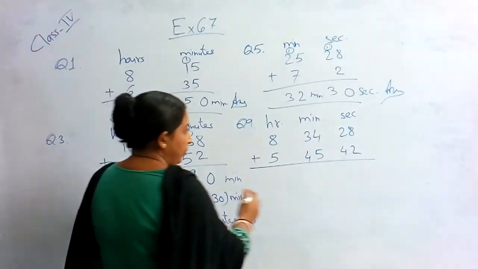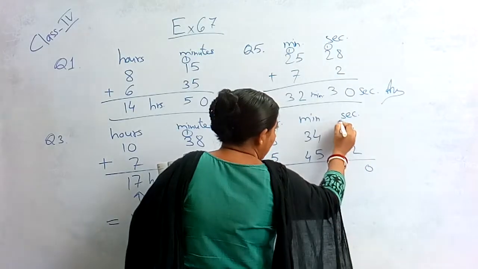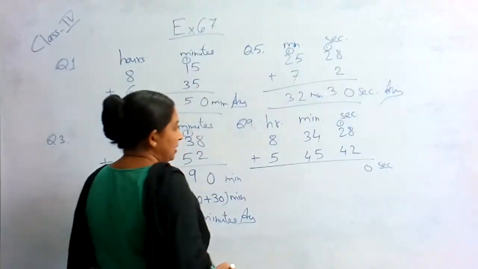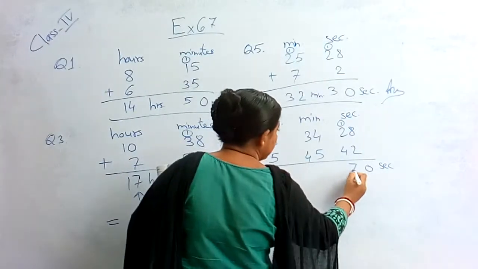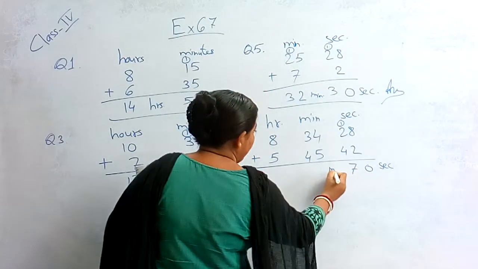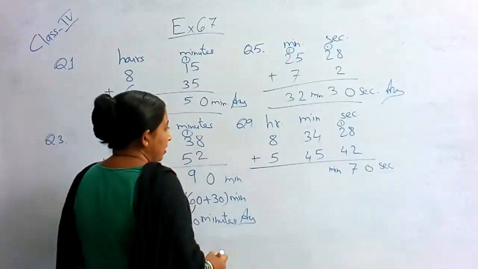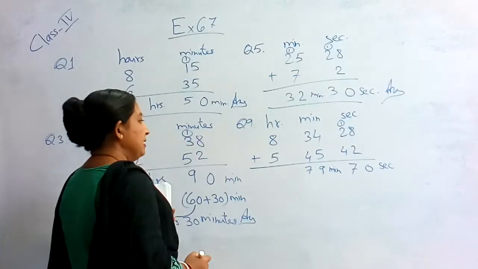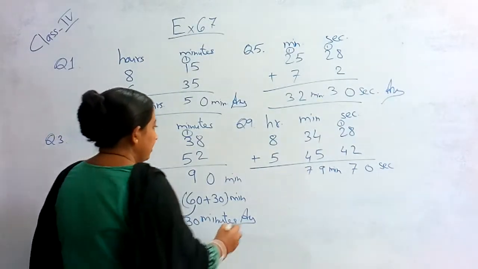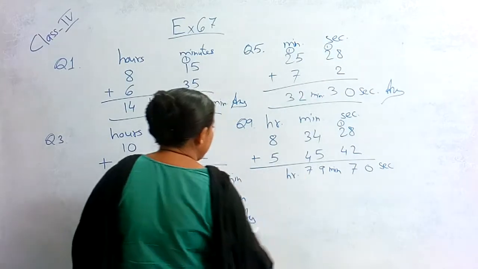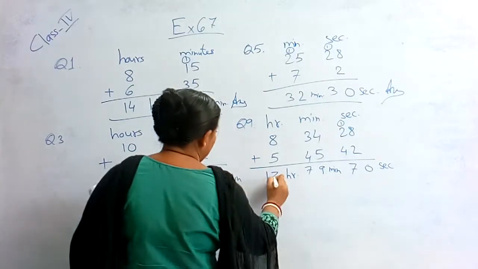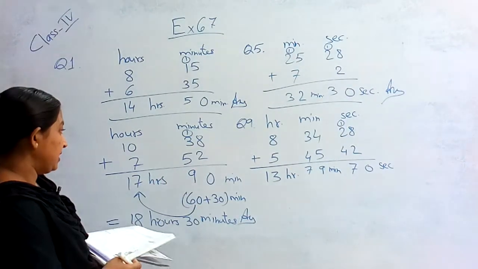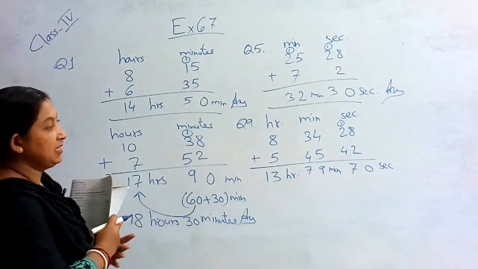Just see, 8 plus 2, 10, carry 1. This is in seconds. 4 plus 2, 6, plus 1, 7. This is in minutes. 9 and 3 plus 4, 7. And now this is in hours. 8 plus 5, 13. So 13 hours and 79 minutes and 70 seconds.